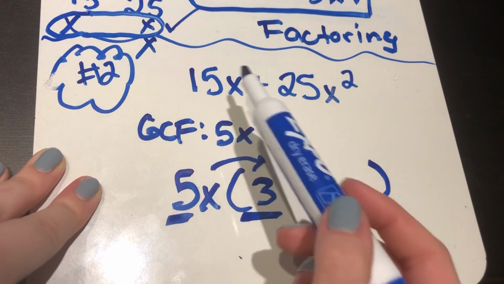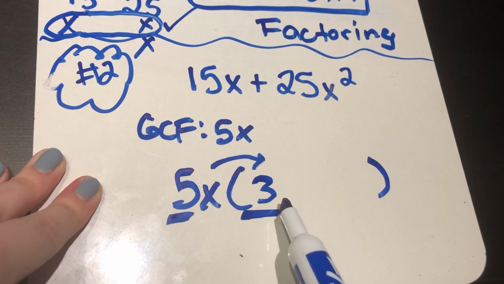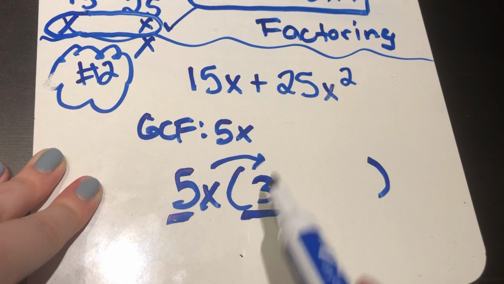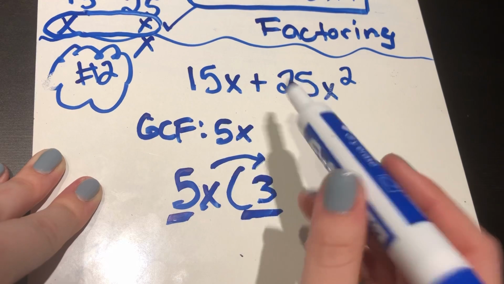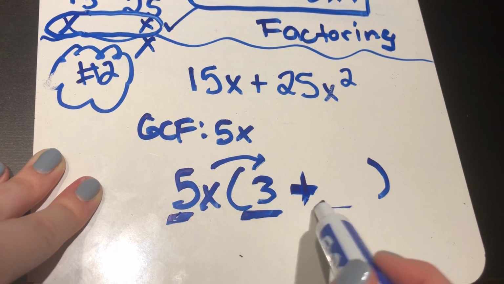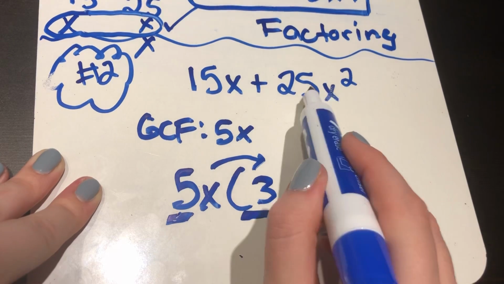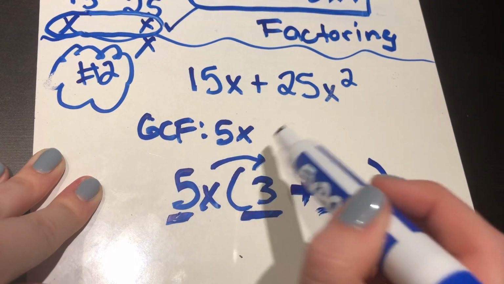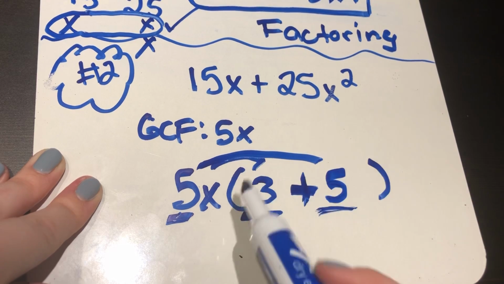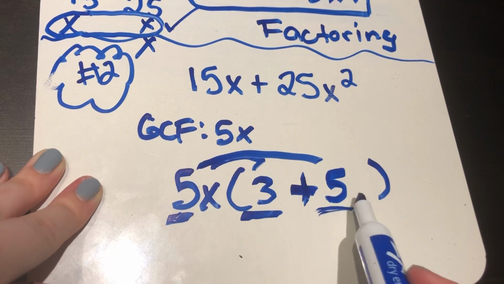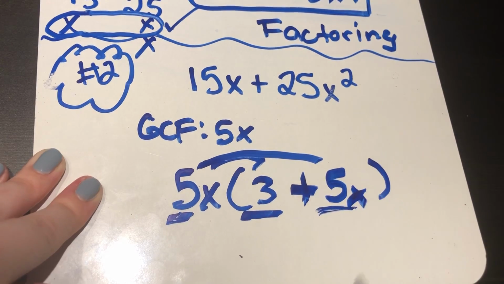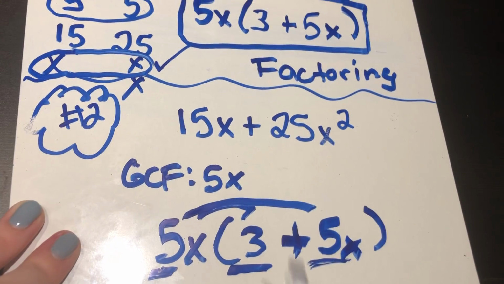And then I have an x here and I have an x here, so I don't need 1 there, right? I wouldn't put anything here, because I know 5x times 3 is 15x. So we're good there. Write a plus sign. 5 times what gives you 25? 5 times 5. And if I have an x here, x times what will give you x squared? X times x.